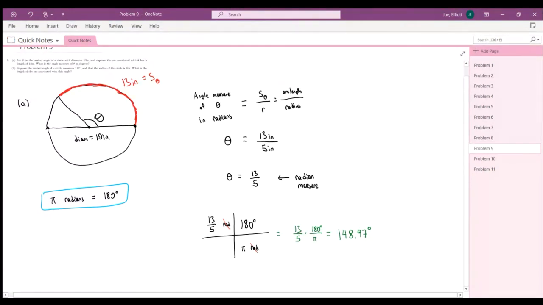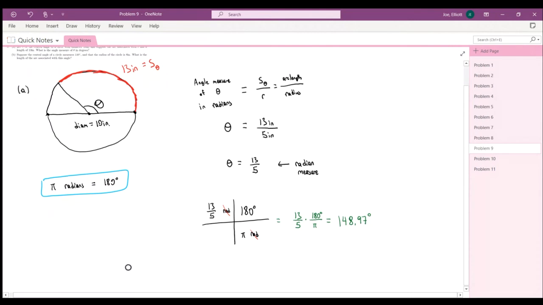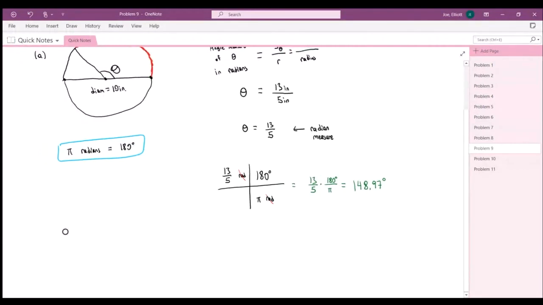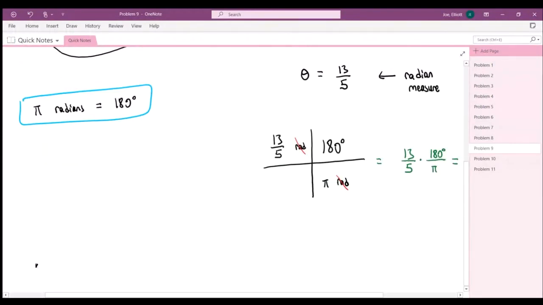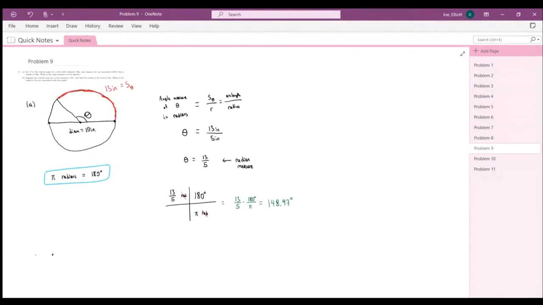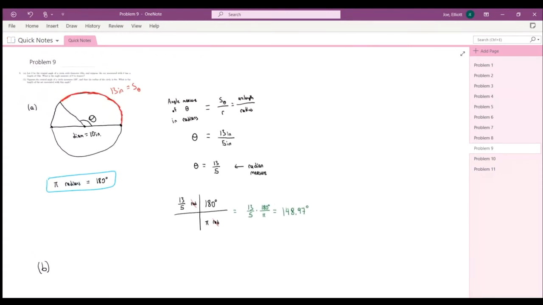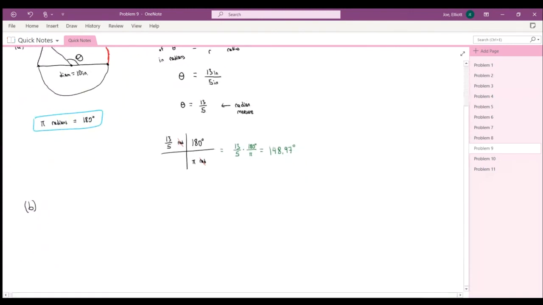So if there are no questions, we can also take a look at part B. Part B is a little bit similar. You were just given different pieces of information. This time, the central angle of a circle is given to be 110 degrees. Central angle means the vertex of the angle is at the center of the circle. So 110 would be a little bit more than 90, so something like this.